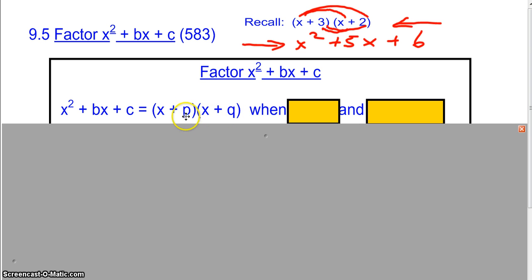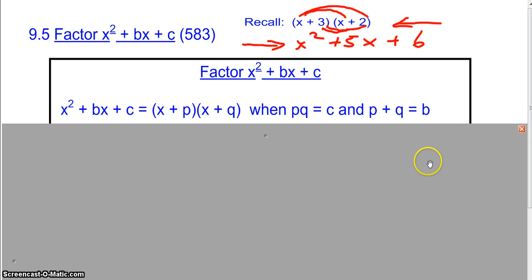And as we just said, p times q gives us which letter here? The c, right? So good. So p times q gives us the c. And p plus q gives us which term here? B, that coefficient. Because we have qx plus px gives us a certain number of x's in the middle. So we can say p plus q gives us b. Aren't you glad we did the sample first? It's so hard to understand these rules if you haven't seen it.